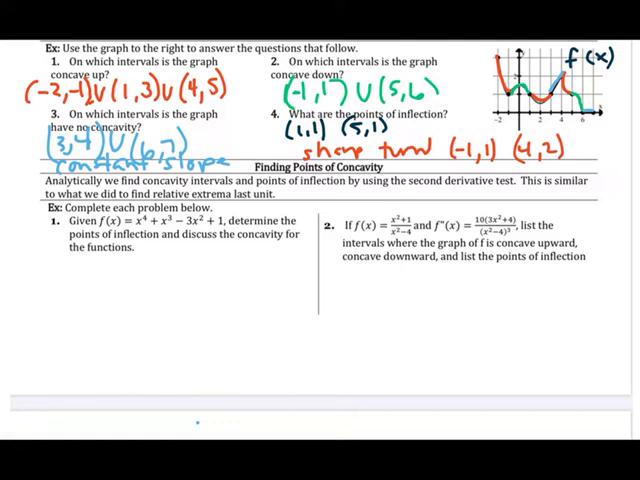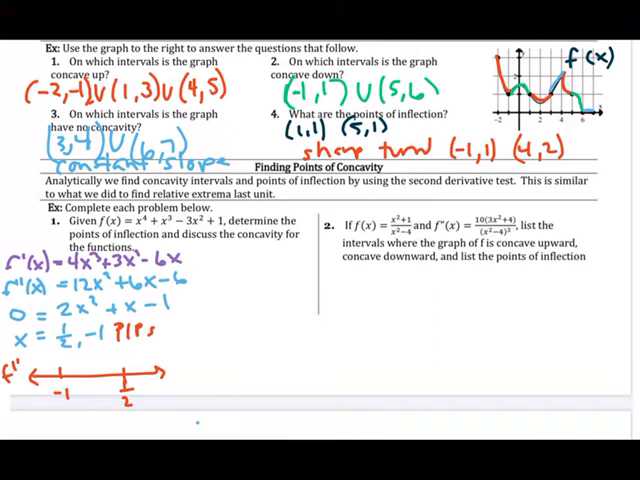This is similar to what we did when we were just using the first derivative test to find relative maxes and mins, except we're going to take it one step further and really focus on the behavior of the second derivative. So what we want to know is what is the sign of the second derivative and where is it changing sign. So the very first thing we're going to do is take the derivative. Then we're going to take the second derivative, set it equal to 0, find those critical values. Those are what we call possible inflection points, PIPs. We're going to make a number line, and that number line is going to tell us about the concavity.